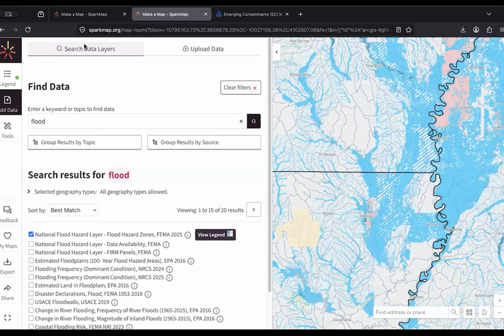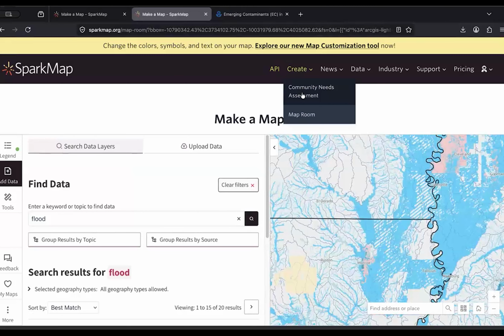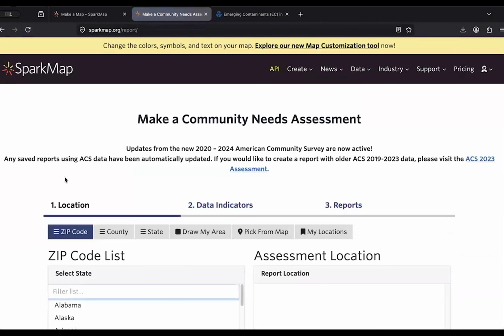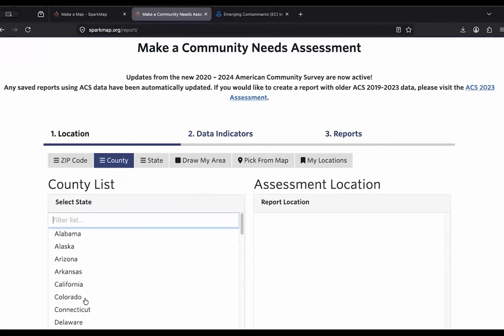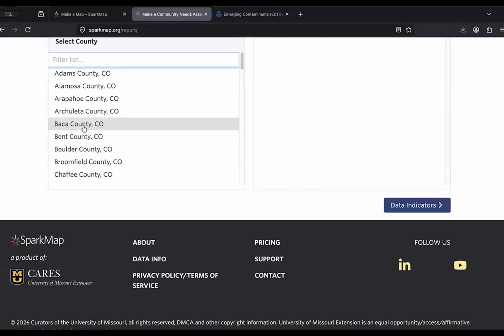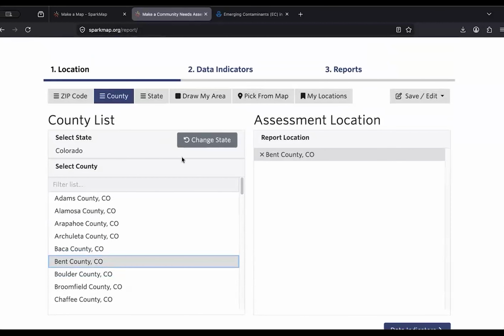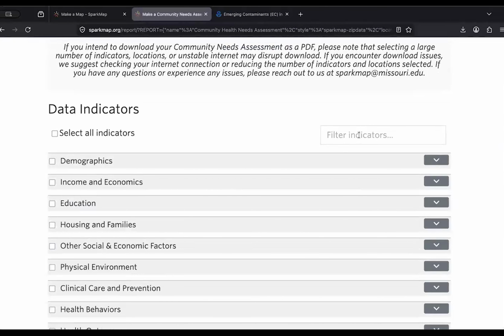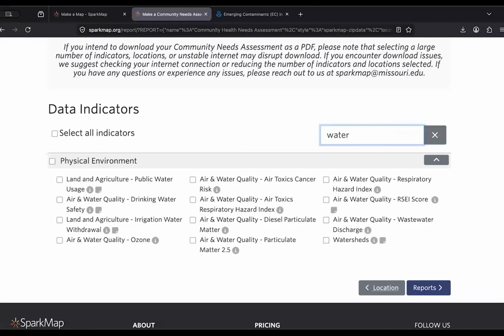So I've spent most of my time here in the map room, but I did want to mention that within our needs assessment, we do also have some water data available to you. So I'm just going to pick a random county here. And in the data indicators section, you can type in water and it'll give you some of those layers that we just looked at and some other additional data. So we have things like public water usage, the drinking water safety, the irrigation water withdrawal, and these are all available to you here.